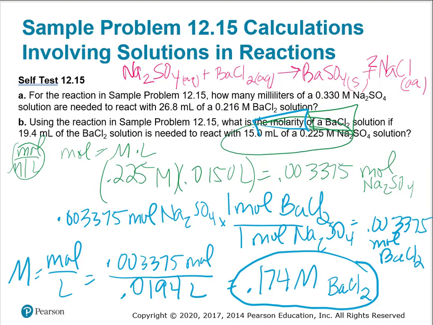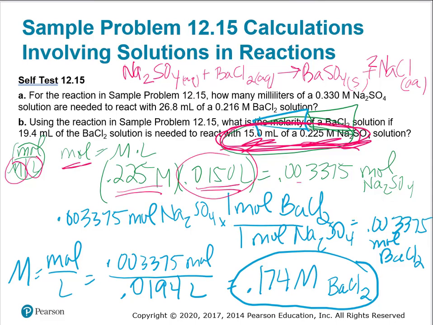For this problem, again, I'm given 2 out of the 3 details that I need for the sodium sulfate, giving me volume and concentration. So if I know volume and concentration, I can find moles of that sodium sulfate. So I multiplied volume times concentration, and I got my volume into liters. So I got 0.003375 moles of sodium sulfate. Then I went from moles of sodium sulfate to moles of barium chloride using my 1-to-1 ratio up at the top.